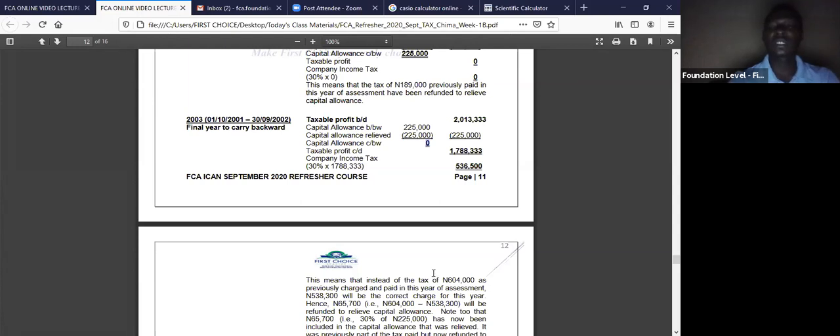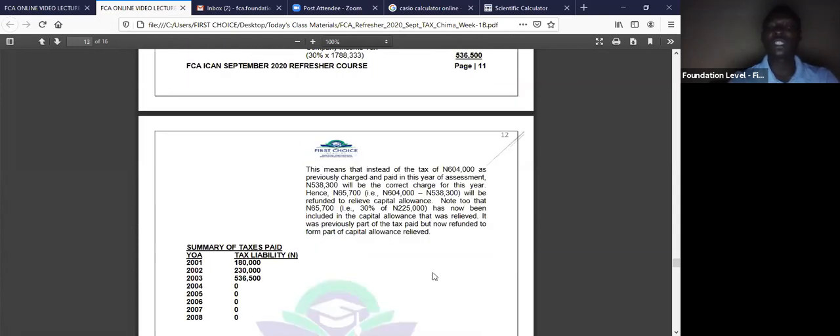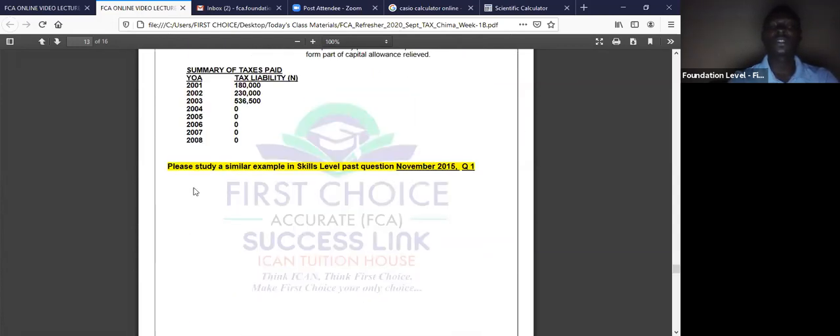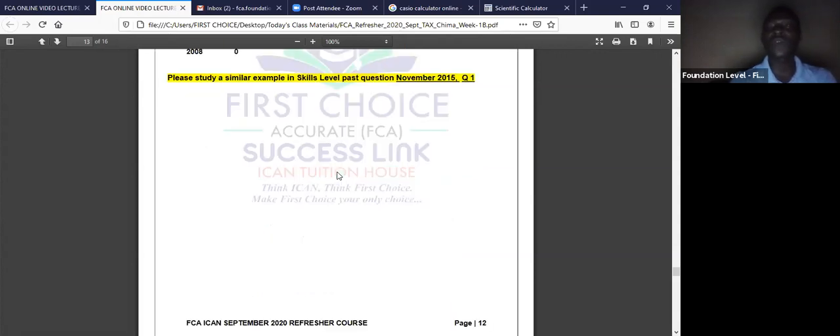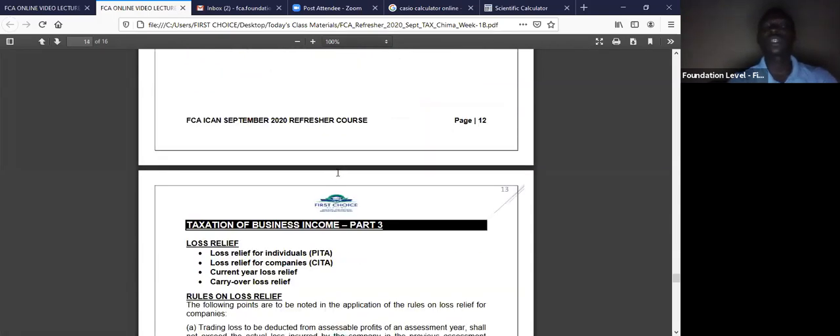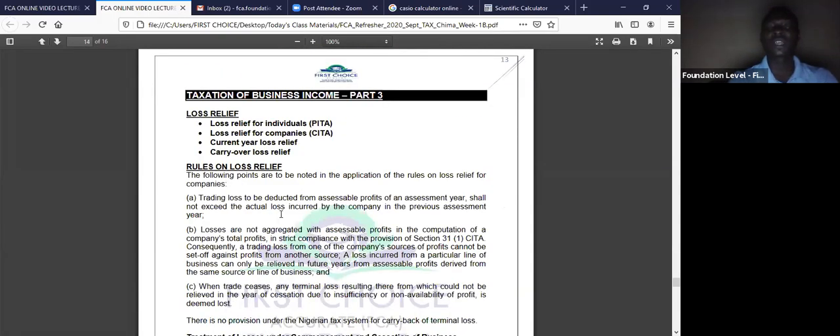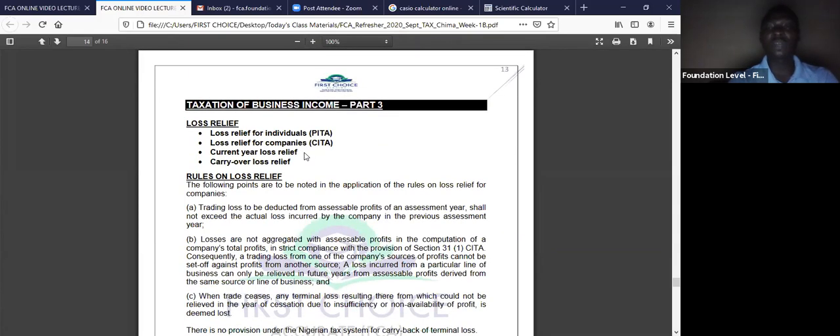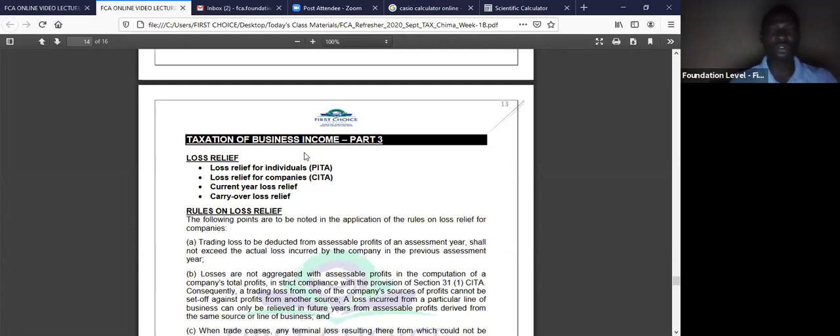So the next class, I'll be solving it in detail, but you can still study a similar example if you can lay your hand on the skills past question paper, November 2015, question 1. It shows a similar example. After that, we'll be looking at loss relief. I told you about loss relief. So that is mainly the next topic we are going to do on Saturday.